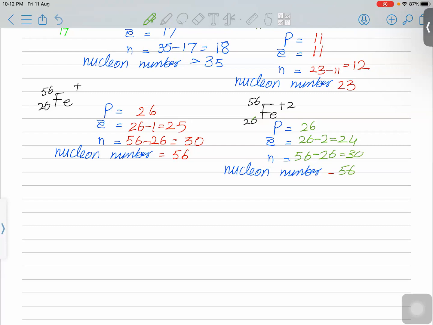Sir, I have a question. What is atomic mass? Atomic mass is different, atomic number is different. Atomic number means proton number. Atomic mass means nucleon number. But atomic mass is determined by experiment. It may be different from nucleon number. So that's why in the periodic table, the atomic mass is in decimals. Because these numbers are relative. Okay, sir.